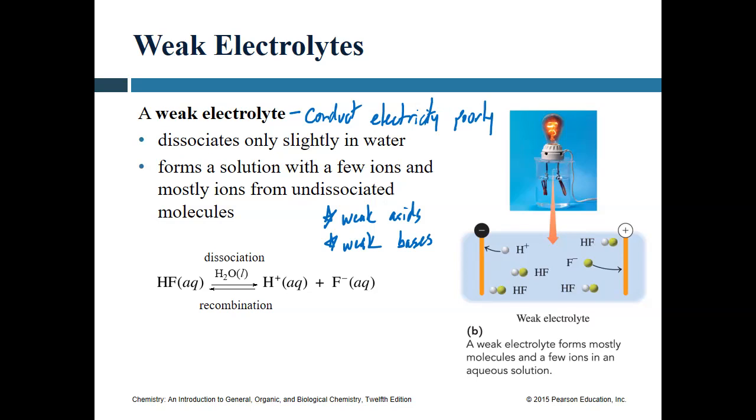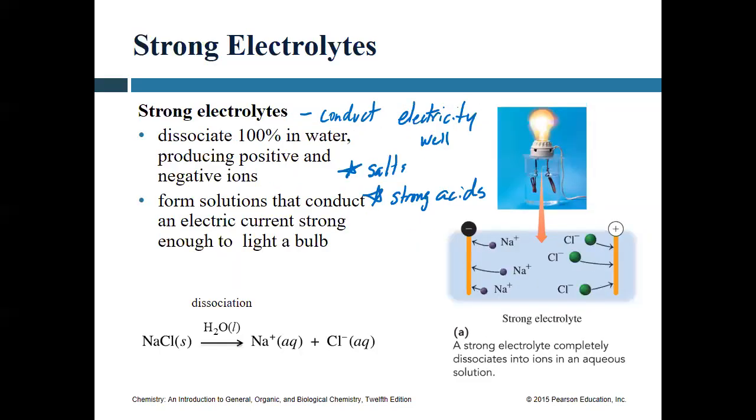The intensity of that light in the light bulb has everything to do with the number of ions that are present. The more ions that are present, the more electrical charge can be stabilized, the more conductivity it has. The brighter the bulb is going to be. So in our strong electrolytes, which again, salts, strong acids, and I forgot to mention this, but we'll put it in now, strong bases.